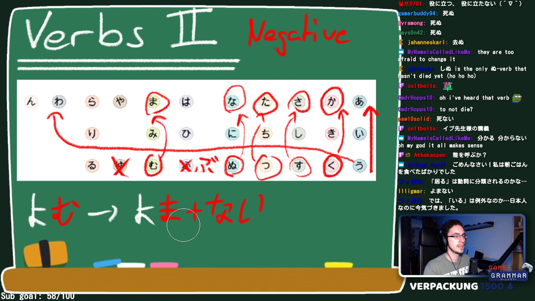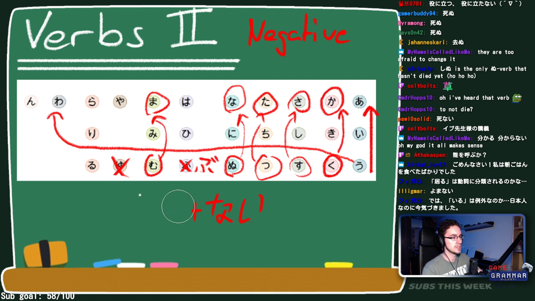It's basically standard. So iru is very standard as far as conjugation is concerned.